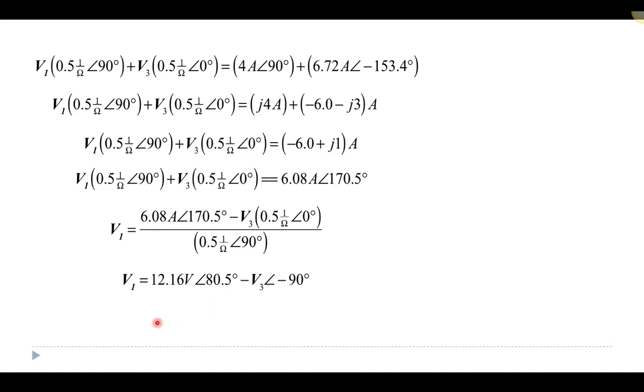And then if I divide out, I get 6.08 divided by 0.5 is 12.16. 170.5 minus 90 is 80.5. 0.5 divided by 0.5 is just a 1, and then 0 minus 90 is a negative 90. So I've at least written down what voltage 1 is in terms of voltage 3, and so now if I get another equation involving voltage 1 and 3, I can combine those two equations and solve for the unknowns. But at this point we can't go any further. We're going to have to look at the next node.